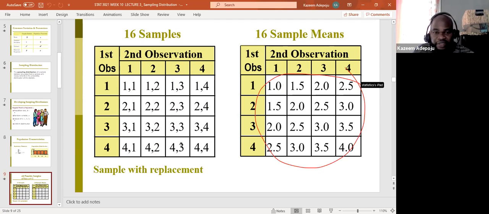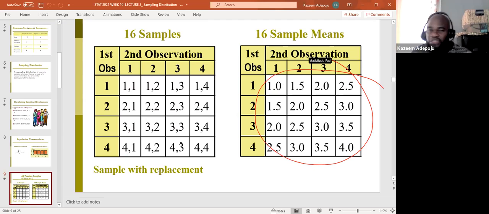Take a look at that. 1 plus 1 divided by 2 is going to be 1. And 1 plus 2 divided by 2 is going to be 1.5. Okay, so what I have here right now is the sample means. How many sample means do we have? We got 16 sample means.